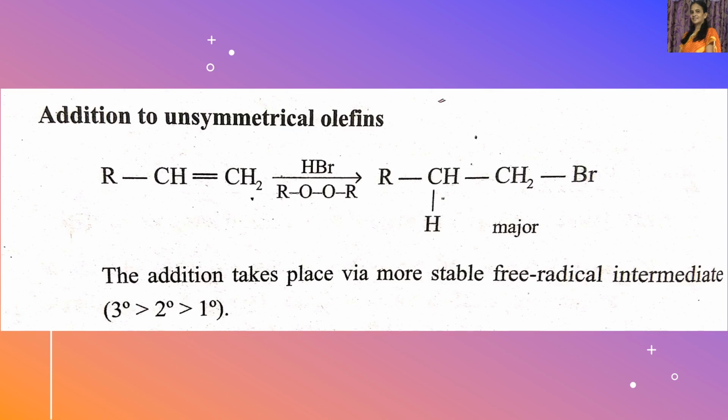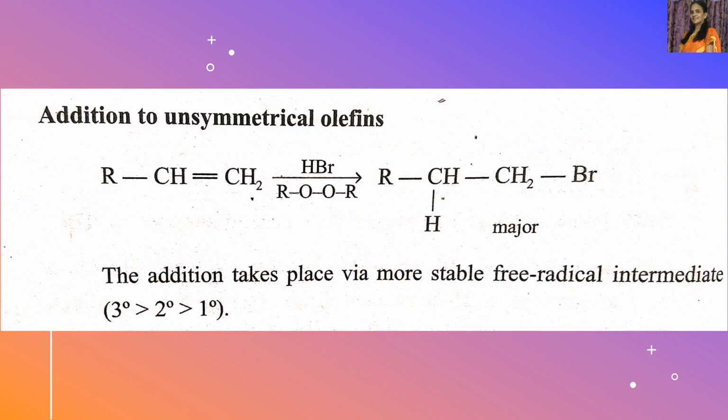As this addition takes place via the more stable free radical intermediate, this is the major product obtained. So the stability order of free radicals is tertiary greater than secondary, which is greater than primary.